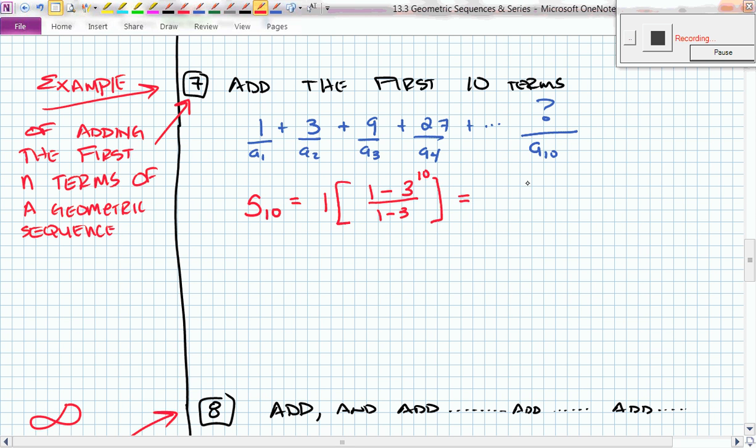Okay, so we need calculators for this. Someone tell me, what is 3 to the 10th? So this is 1 minus 59,049 divided by, well, 1 minus 3, I can do that one. That's negative 2, isn't it? So that is, well, 1 minus minus that is negative 59,048 divided by negative 2. So notice we have a negative divided by a negative. The negatives cancel out to give us obviously a positive term since these numbers keep getting bigger. So how much does that equal all the way to the 10 terms? 29,524.